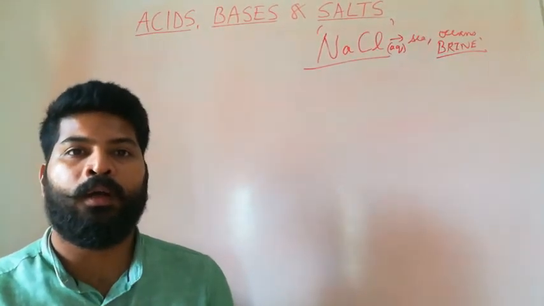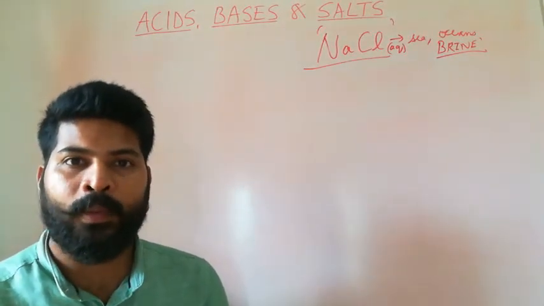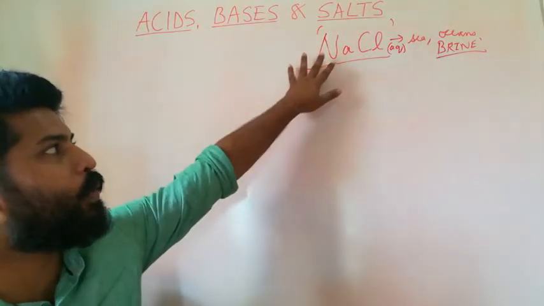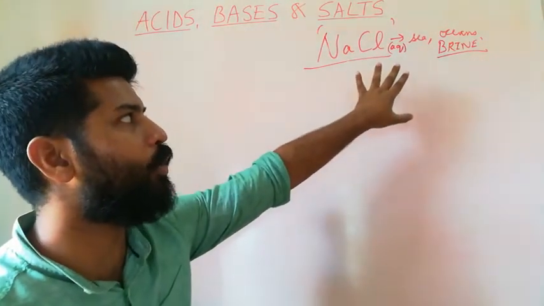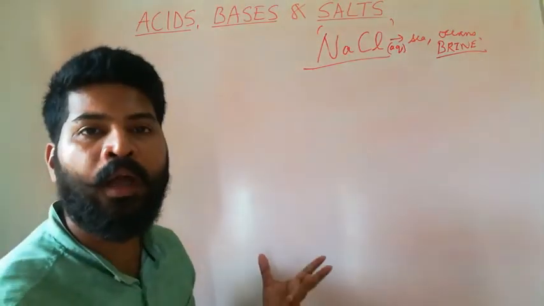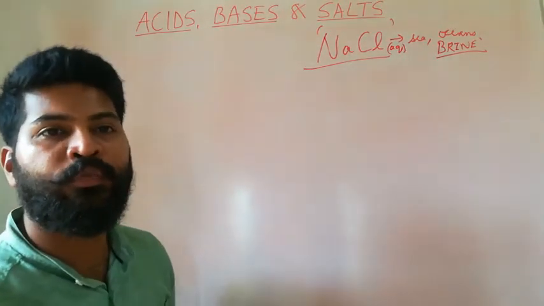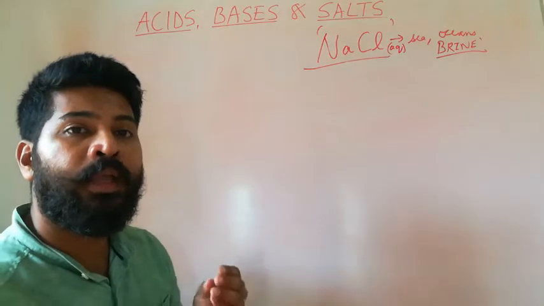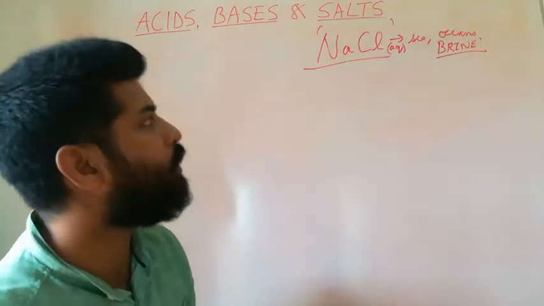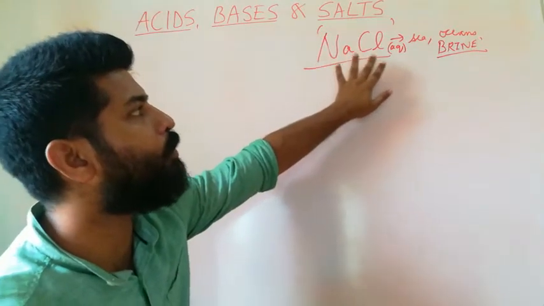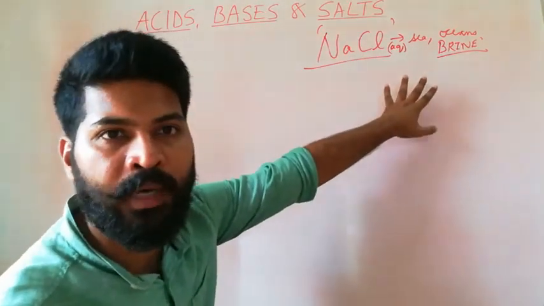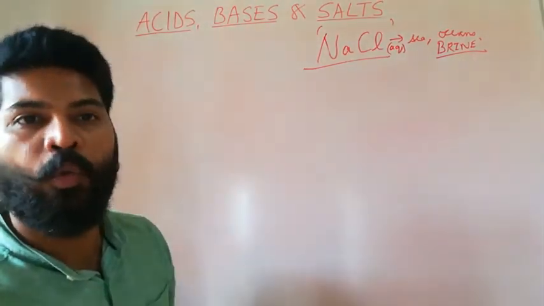The readily available common salt, that is sodium chloride, present in seas and oceans in abundant quantity, is used for the production of various industrially important salts.